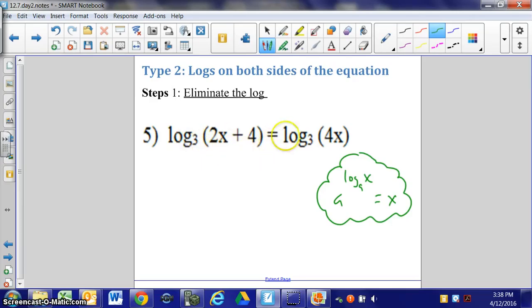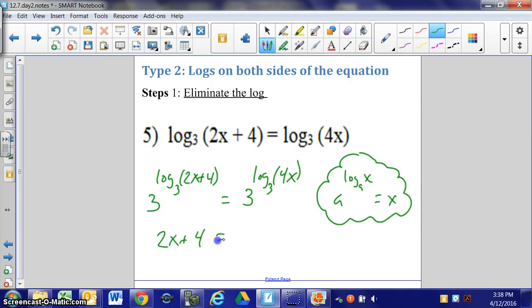Here, log base 3, that's nice. So what I'm going to do is make these my exponents. So I'm going to go 3 to the log base 3 of 2x plus 4 equals 3 to the log base 3 of 4x. Now, why did I use 3 to raise these two? Well, because 3 as a base to a power and log base 3 undo each other, and I'm simply left with 2x plus 4 equals 4x.